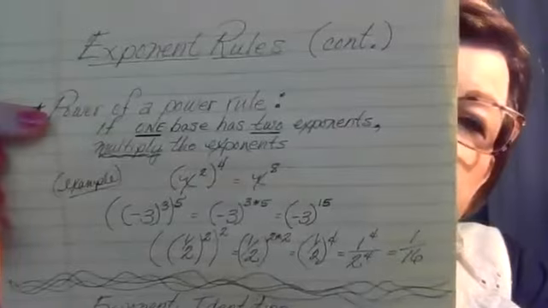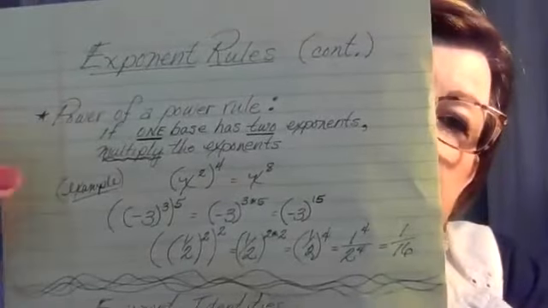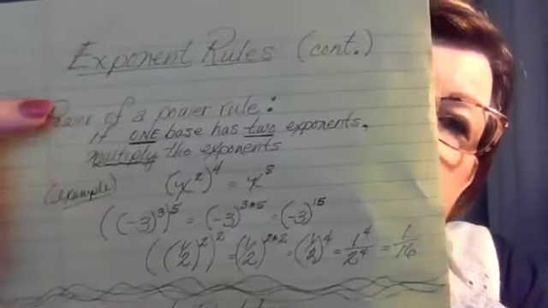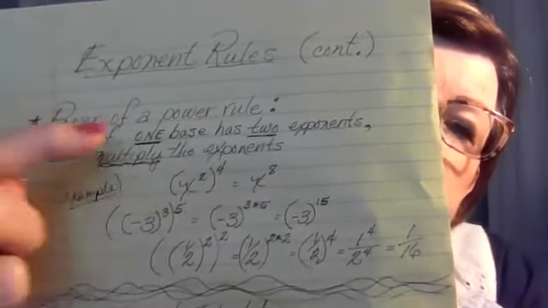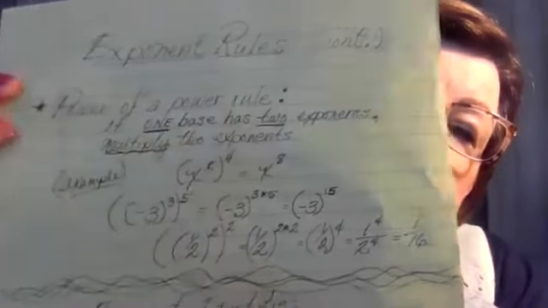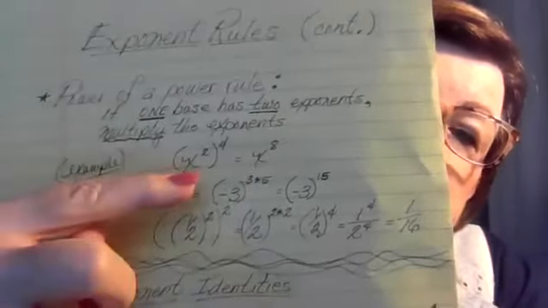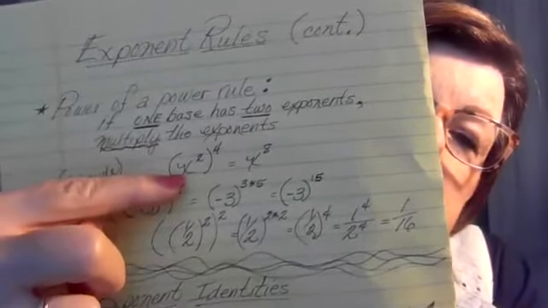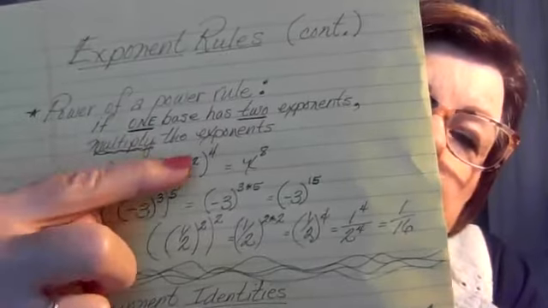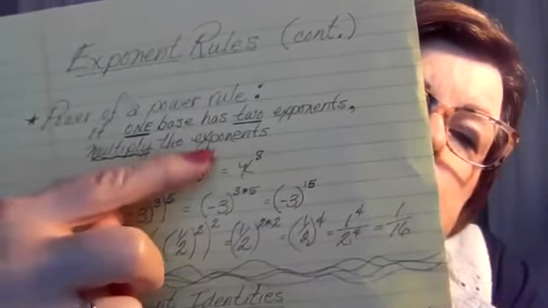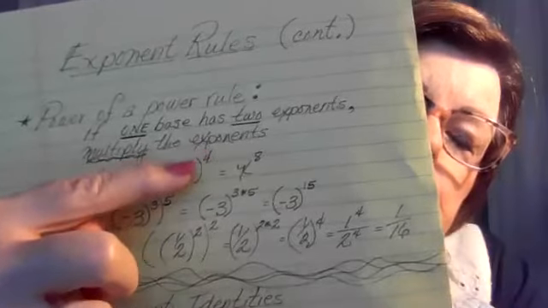This is the third rule. It's called the power of a power. In the past, we had two bases with exponents on them. The power of a power rule deals with one base that has two exponents. Like, here's an example. If I take this one base x and it's squared, but then I take the whole thing to the fourth power, that means it has two powers or two exponents.